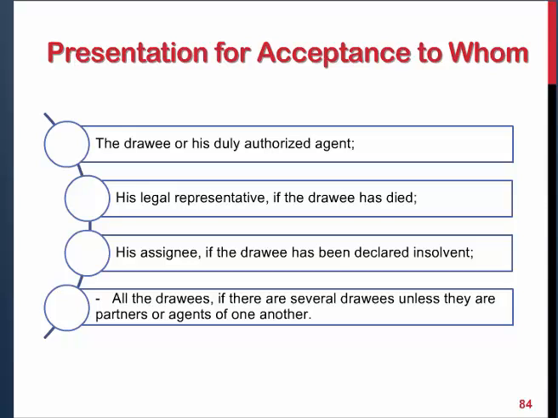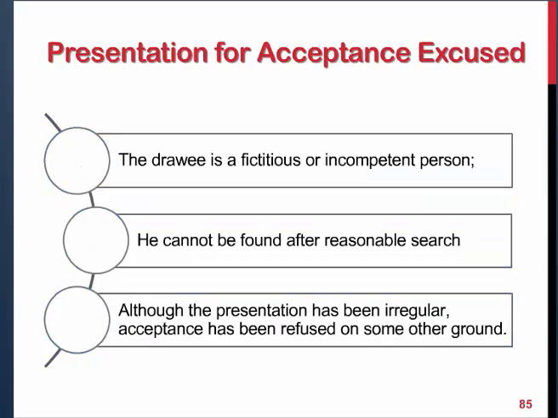To whom should the presentation for acceptance be made? Presentation for acceptance may be made to the drawee or his duly authorized agent, his legal representative if the drawee has died, his assignee if the drawee has been declared insolvent, and all the drawees if there are several drawees unless they are partners or agents of one another.